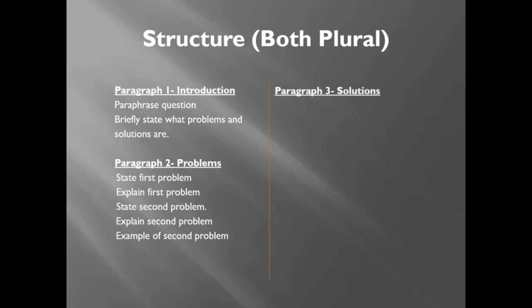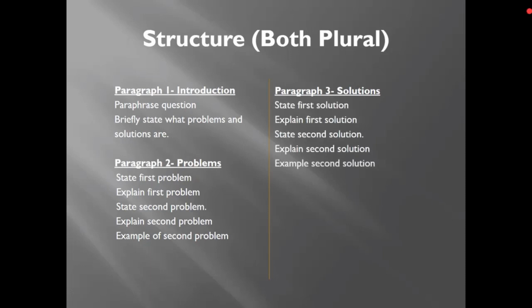Then in the third paragraph, our second main body paragraph, we're going to go into detail on our solutions. And it's exactly the same as the problems. We're going to state our first solution, then explain our first solution. Then we're going to state our second solution, explain that second solution, and give an example for the second solution. Finally, we're going to conclude our essay with our conclusion, and we're going to summarize our main points. So that will be stating what the problems and solutions are, restating them by paraphrasing them.